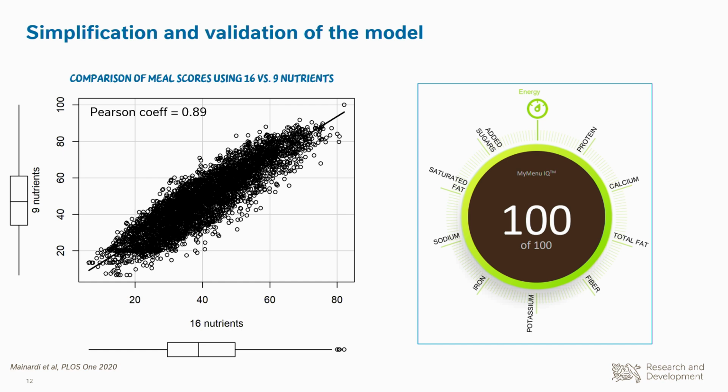So these are the 9 nutrients found in the end: protein, calcium, total fat, fiber, potassium, iron, sodium, saturated fat, and added sugars, and all of that proportional to the energy intake.